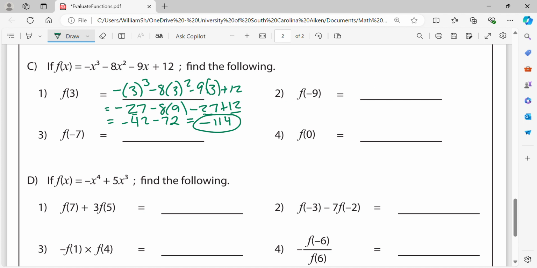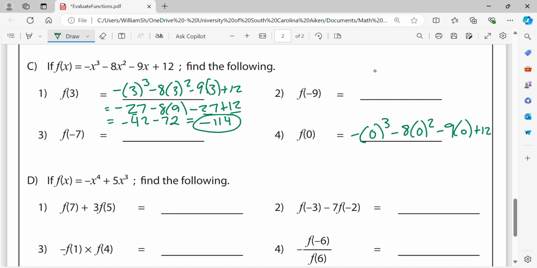I'm going to skip number 2 and go down to number 4. You can try number 2 and number 3 on your own. I'm going to go down to number 4 because here we have a 0. Let's talk about what happens when we have a 0. Let's plug the 0 in. So I've got negative 0 to the 3rd power minus 8 times 0 squared minus 9 times 0 plus 12.